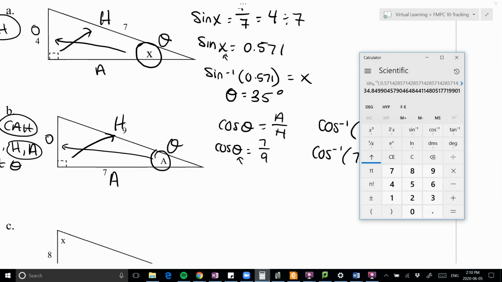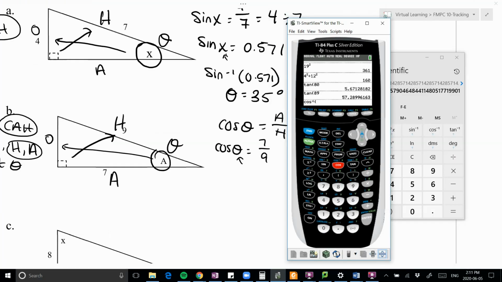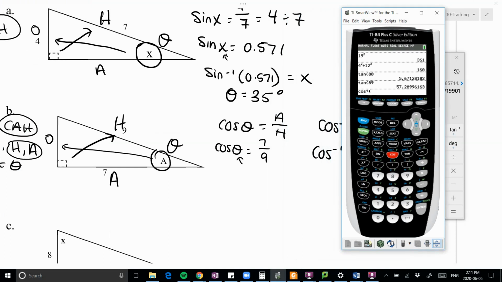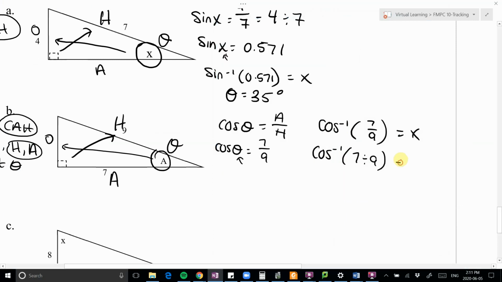So if we look at my scientific calculator here, what we're going to do is we're going second function cos. And we're going to go second function cos of 7 divided by 9. So it'll actually do that all in one step instead of having to copy down every step. So this is going to be 39 degrees.